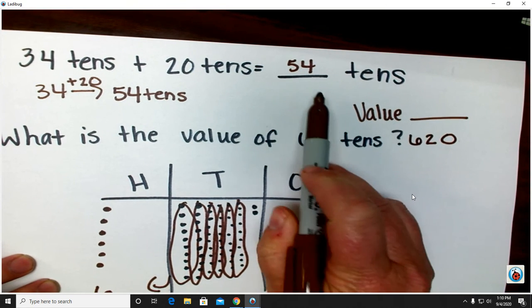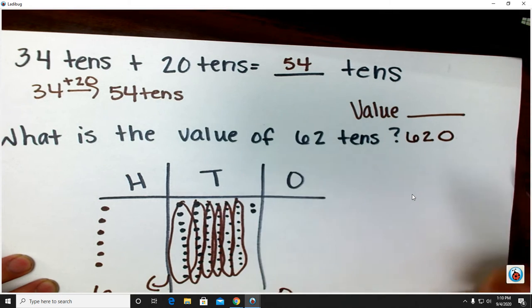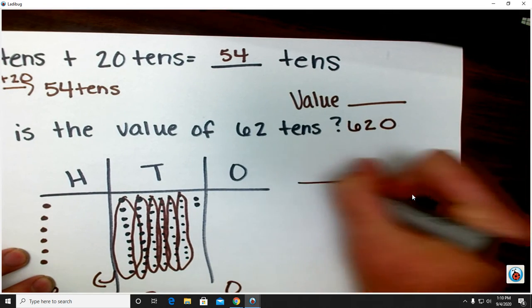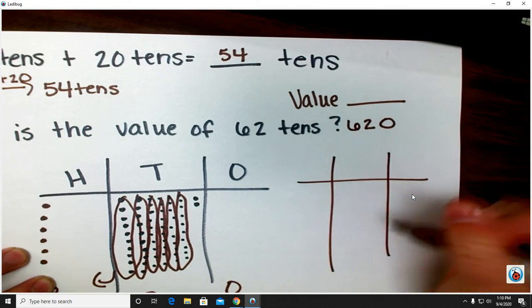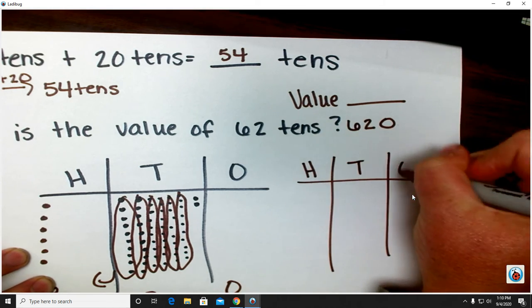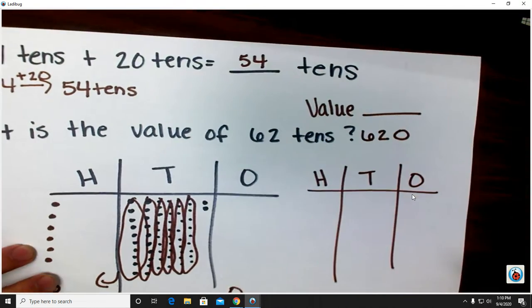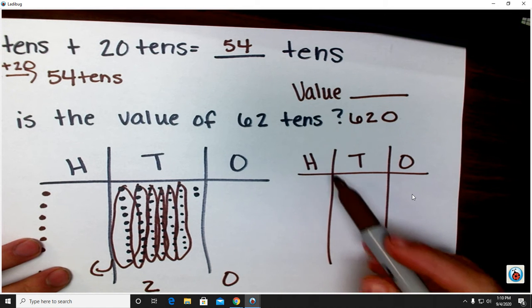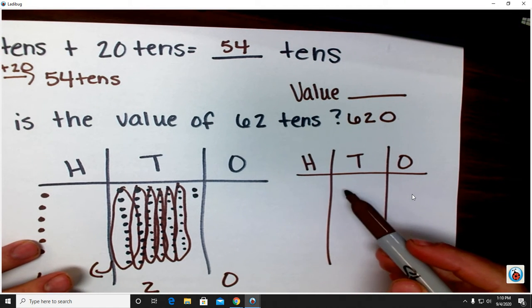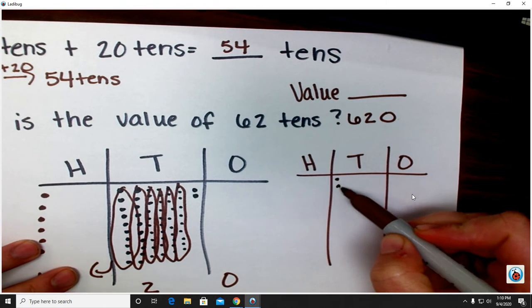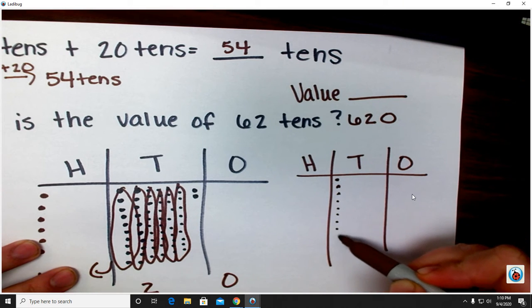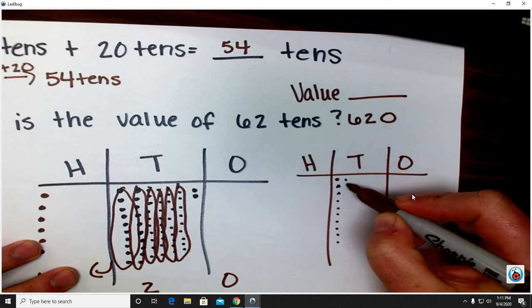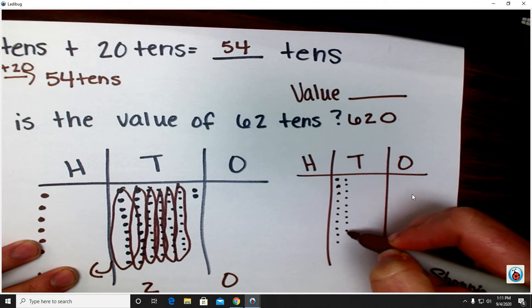So now let's try to figure out the value of 54 tens. So we can draw a place value chart if we need to. So I have hundreds, tens, and ones, and I'm just going to quickly make 54 tens in my place value chart. So I'm going to go 2, 3, 4, 5, 6, 7, 8, 9, 10. 1, 2, 3, 4, 5, 6, 7, 8, 9, 10.